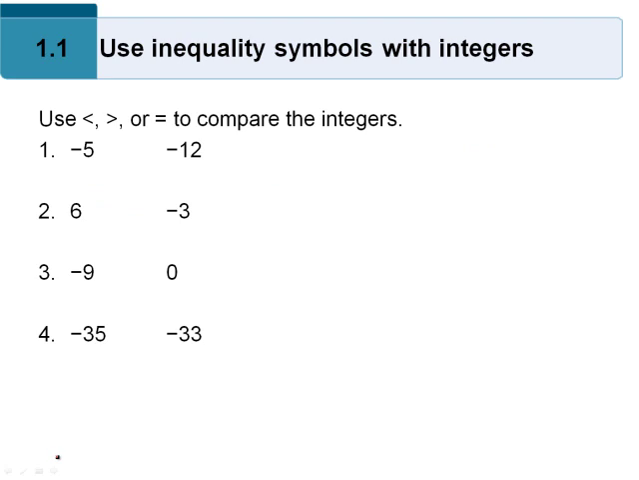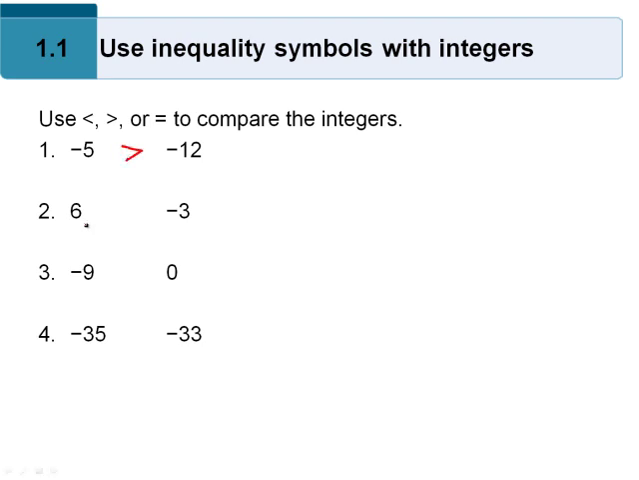Now let's look at using less than, greater than, or equal to compare these integers. The important thing to remember when you're doing these problems is that you must read them from left to right. So a lot of people just look and yell out the larger number. What you need to do is read the problem from left to right to see what symbol goes in between the two numbers. So -5, is it less than, greater than, or equal to -12? Well, -5 is to the right of -12, so it's going to be greater than.